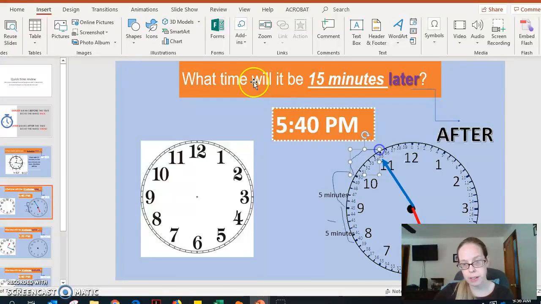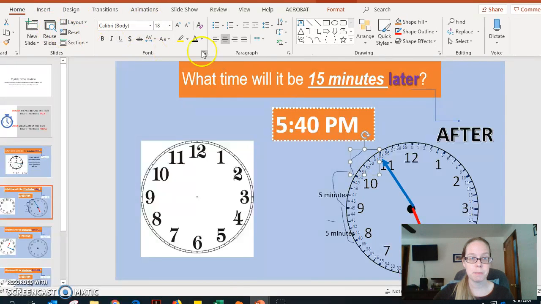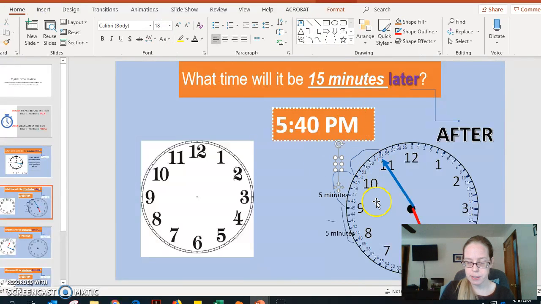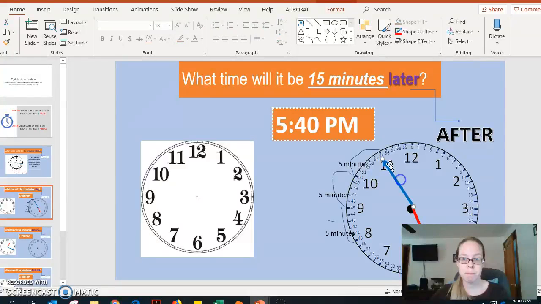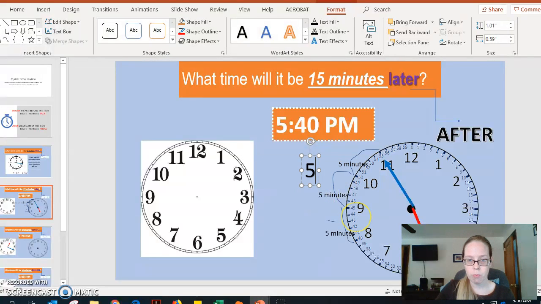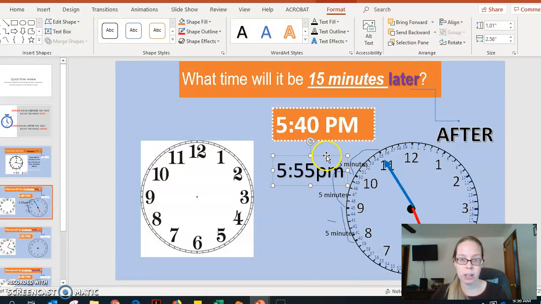From here to here is another 5 minutes. So there's my 15 minutes. So if I started at 5:40 and I moved my minute hand 5, 10, 15 minutes, my time now is 5:55. Let me write that. In your homework, you actually have to type out 5:55. It's not an ABC choice. You actually have to type it out.